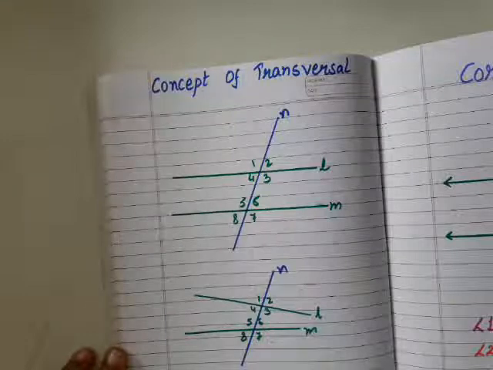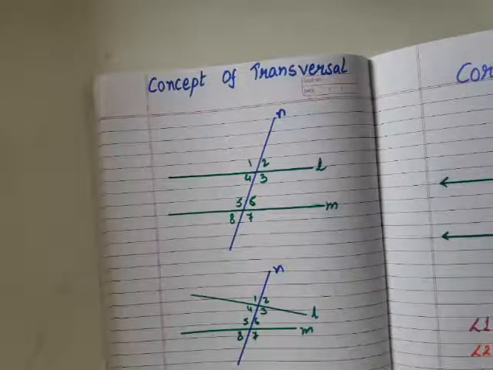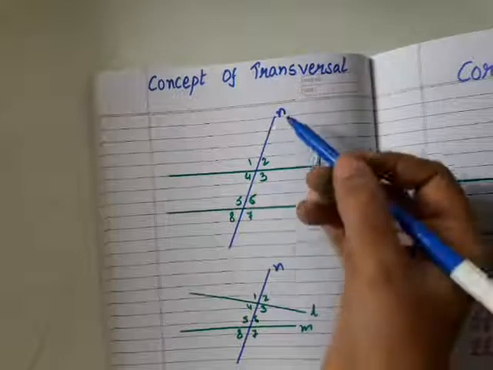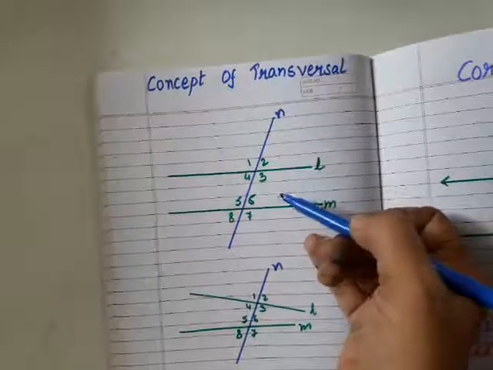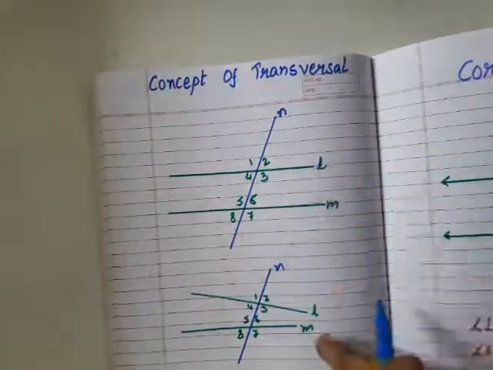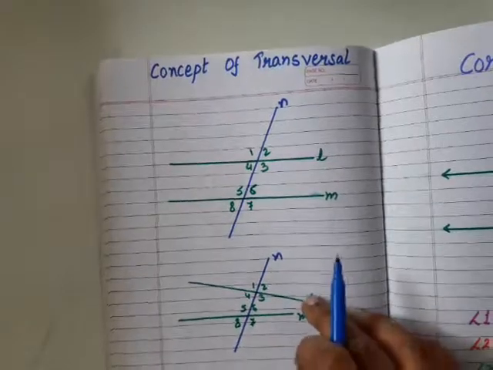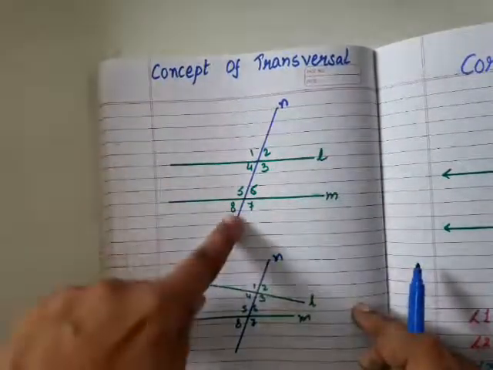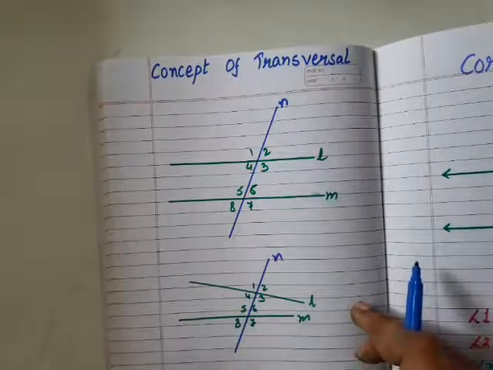The next concept is the transversal. You know what is meant by a transversal. A transversal is nothing but a line which intersects given lines. Whenever two lines, which can be parallel or non-parallel, are intersected by a third line, that third line is known as a transversal.